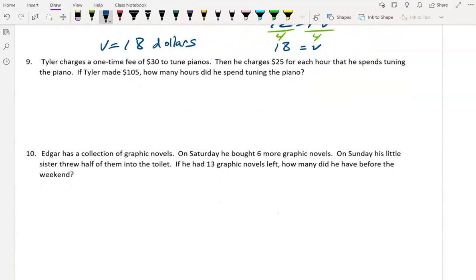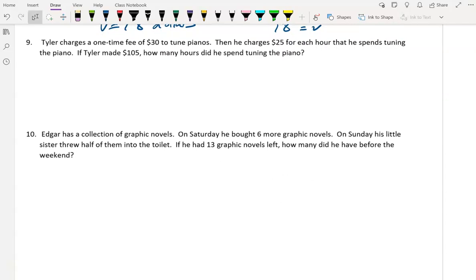All right, question number 9. Tyler charges a one-time fee of $30 to tune pianos. Then he charges $25 for each hour that he spends tuning the piano. If Tyler made $105, how many hours did he spend tuning the piano?